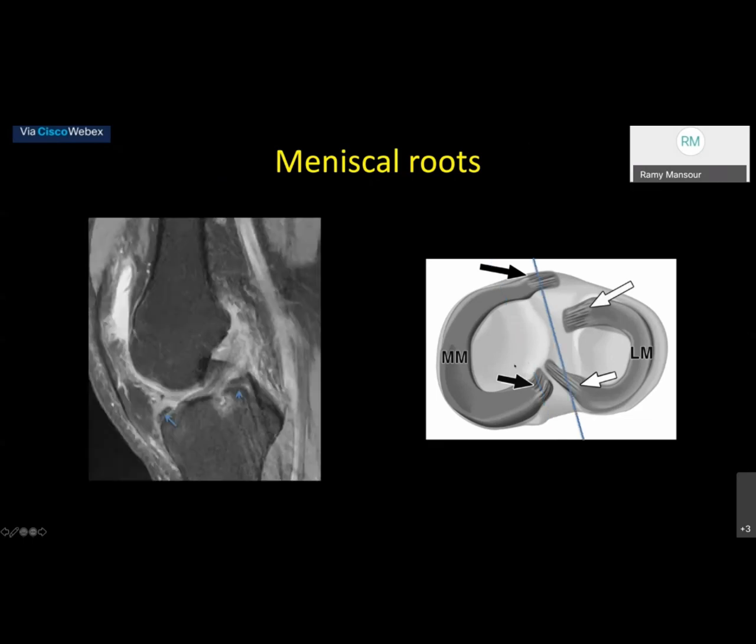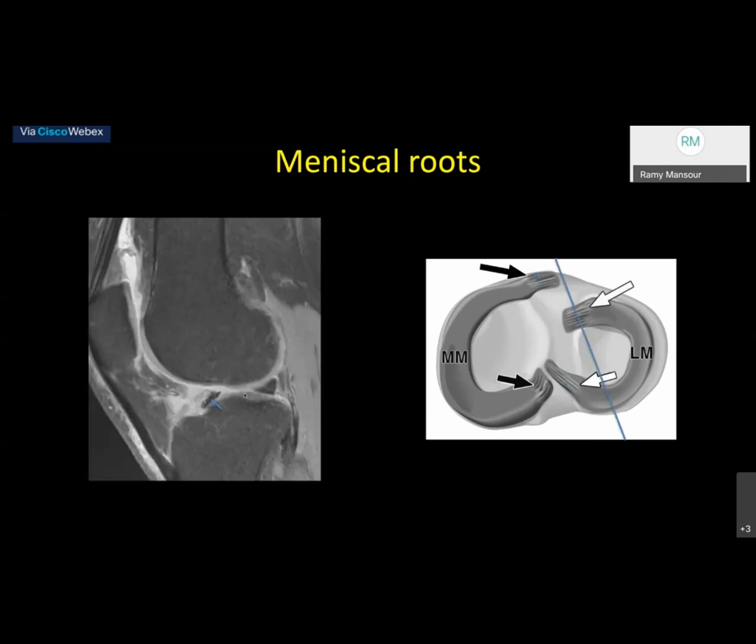If you move central, we're going to come across the two roots. This is the anterior root of the medial meniscus, and this would be the posterior root of the lateral meniscus. We always need to be careful about that, because when we do sagittal, it's always sagittal oblique. When we move further lateral, we're going to see the anterior root of the lateral meniscus and the posterior horn of the lateral meniscus.